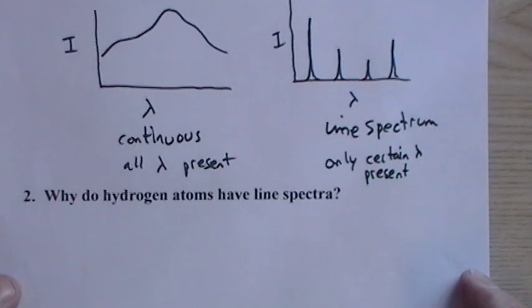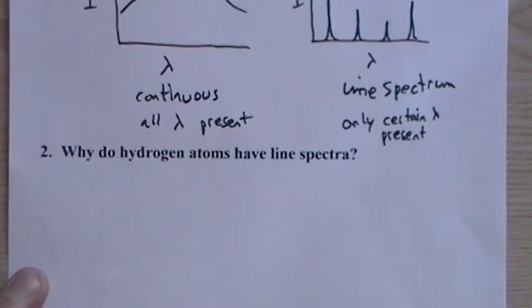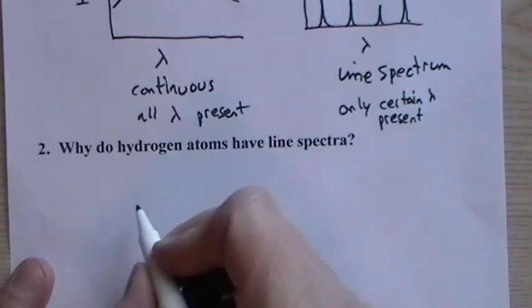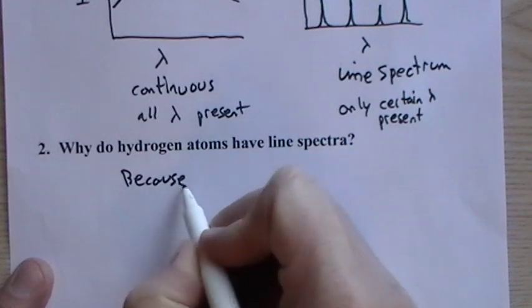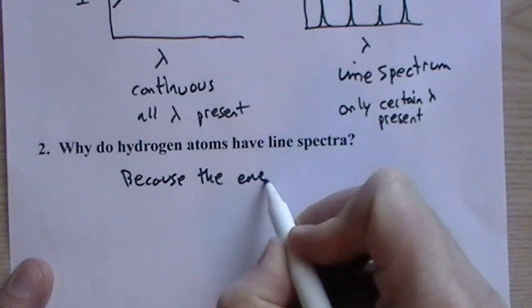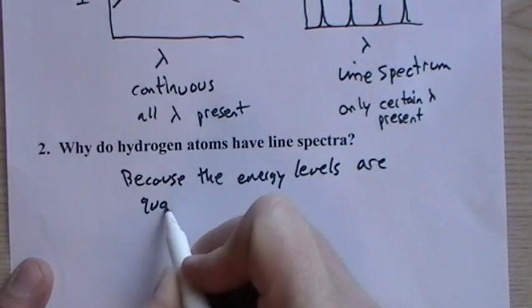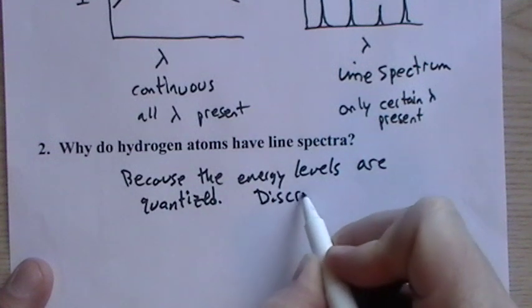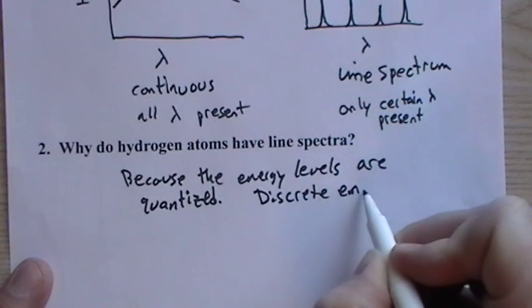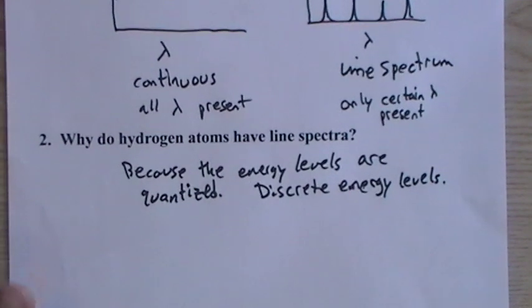Why do hydrogen atoms have line spectra? All elements do, but the one we talk about in this chapter is hydrogen. It has line spectra because the energy levels are quantized. That is, they are discrete energy levels, which at that point in time was something that hadn't been seen before.